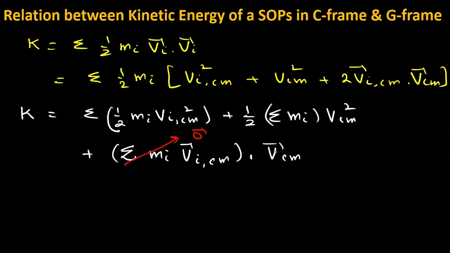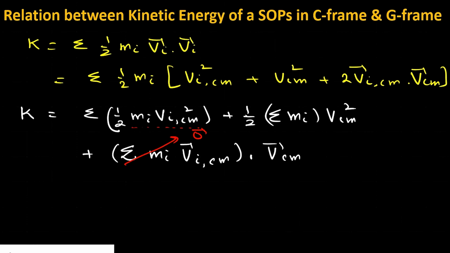And what is this term? This is nothing but the kinetic energy of the ith particle in the C frame. What is half mi vicm squared? Mi is the mass, vicm is the speed with respect to the center of mass. So half mi vicm squared is the kinetic energy of the ith particle in the C frame. So its summation is the total kinetic energy of the system in the C frame.